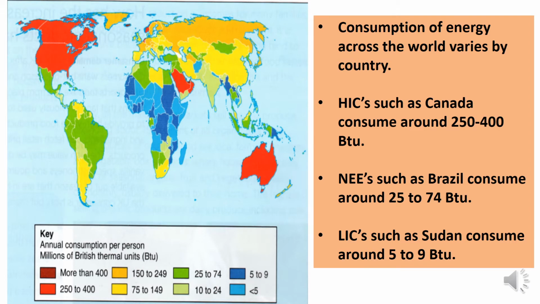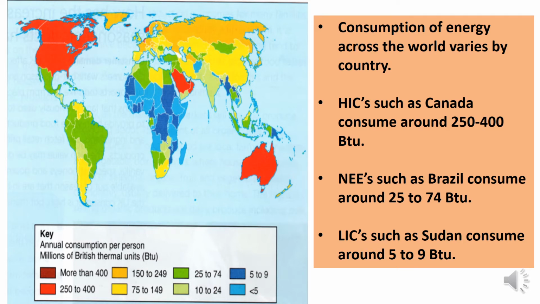The world map on the side shows variation in consumption of energy around the world. Using the key, you are able to identify areas of high or low consumption of this energy. At this point, you may wish to pause the video and have a look at some examples you may have studied in previous case studies, for example Brazil.